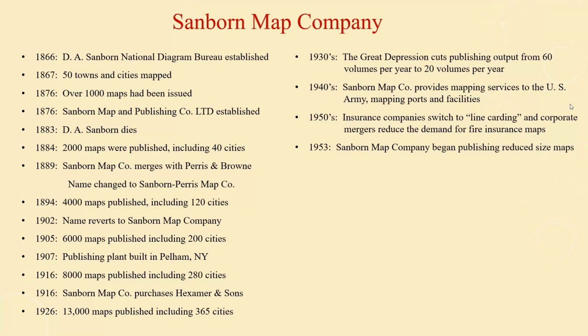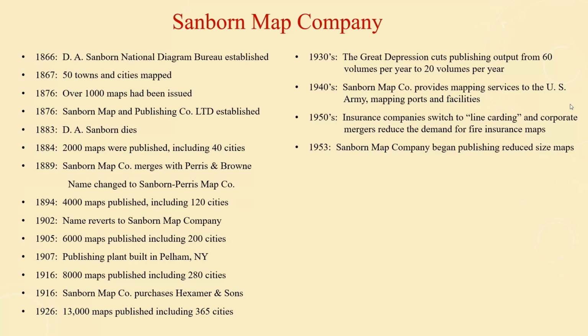1940s, things picked up again. They made maps for the U.S. Army during the war. But then in the 1950s, things started slowing down again for a couple of reasons. Insurance company mergers were bringing companies together, so that whereas before you might have 20 companies in one city that needed your maps, then maybe there are only 10 that needed maps.